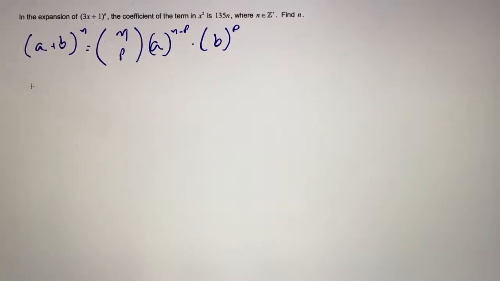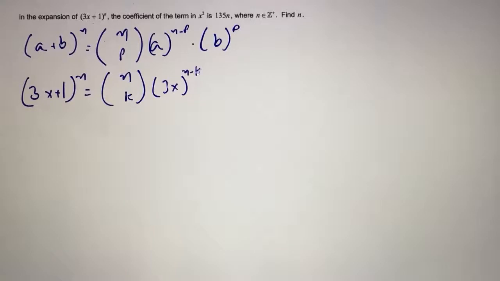Okay, so I can see that (3x + 1)^n is going to be n choose, since it's going to be one specific p, I'm going to call that specific p k, okay? A, which is 3x to the power of n minus k, b, which is 1 to the power of k. And I know that for that specific k, this is going to look like 135n x squared. So he's telling me that the exponent for x is 2.